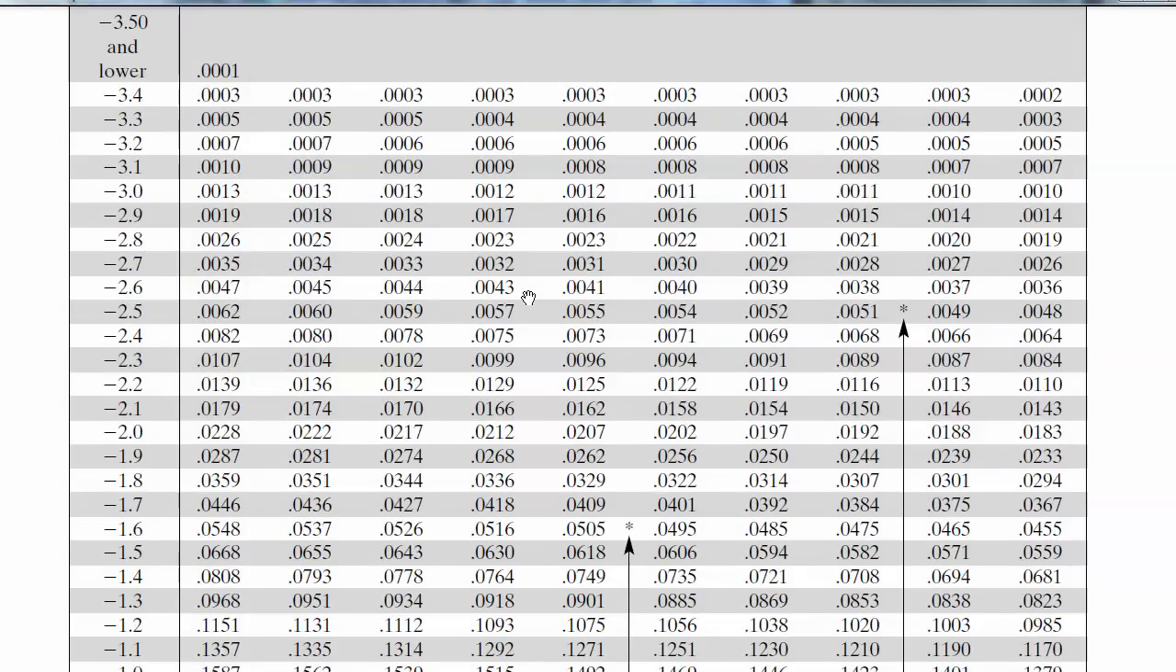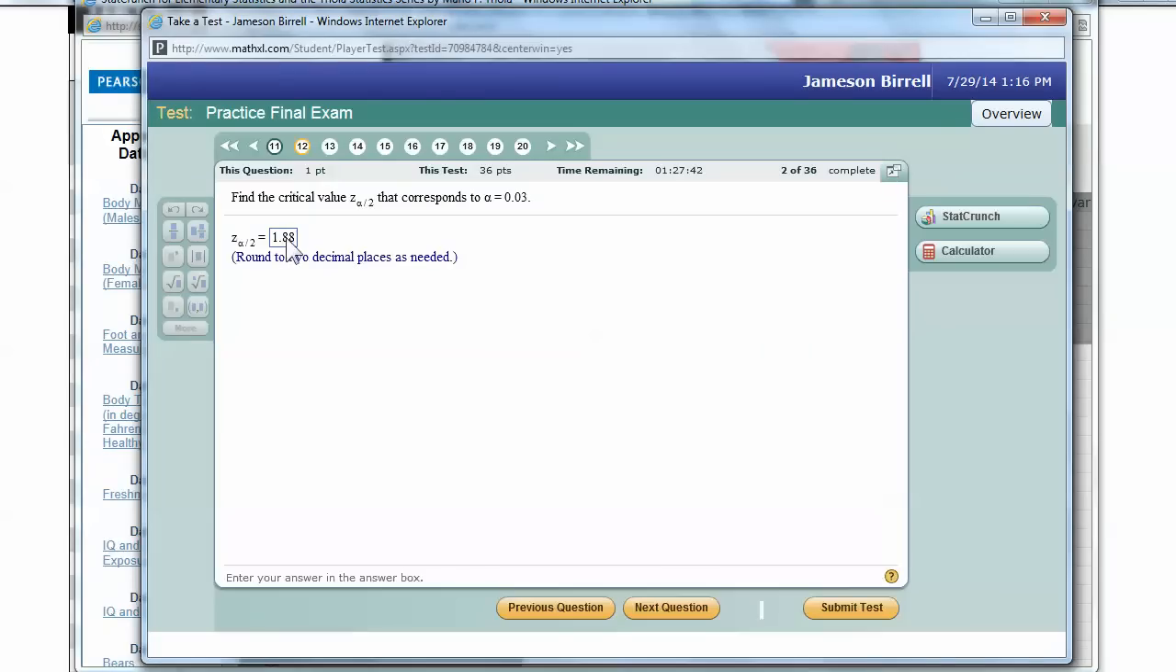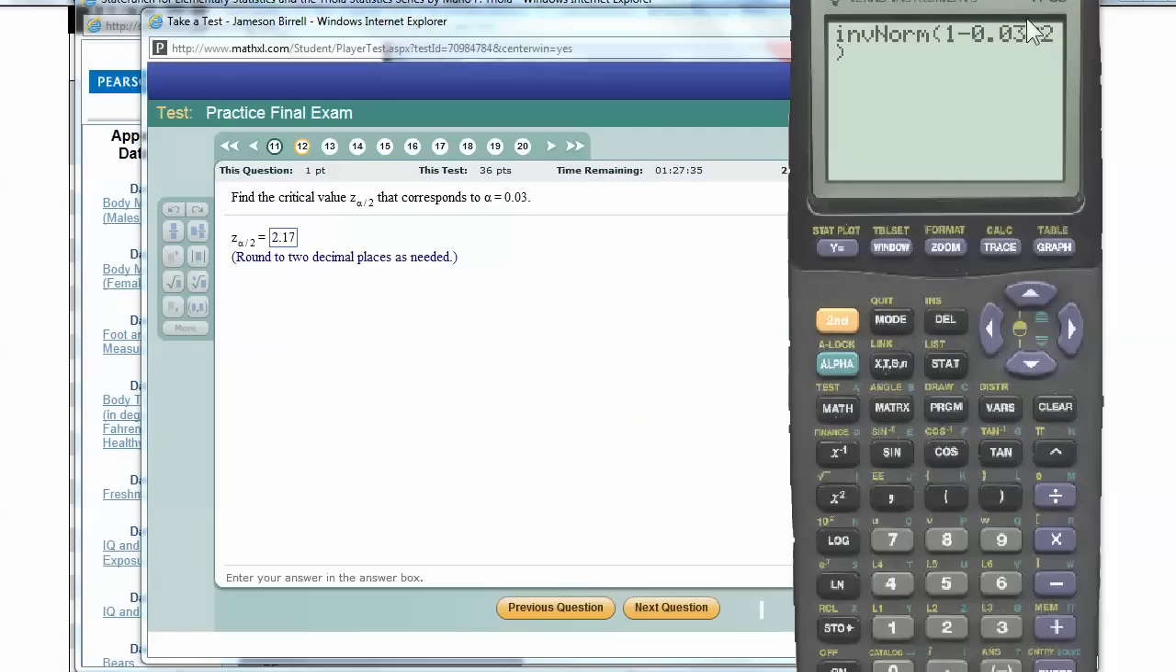1.88, but really I should have split that in half first, which would be 0.015. So it should have gone to 0.015 right there, which is negative 2.17. I'll show you. There's your hundredths place. And then I would make it positive because I'm actually looking for the positive one. Let me get back to the calculator. It made me realize I had not split it in half.